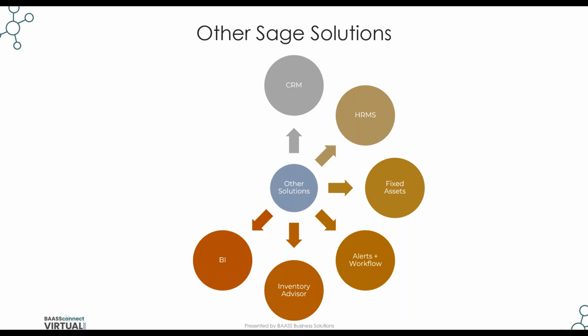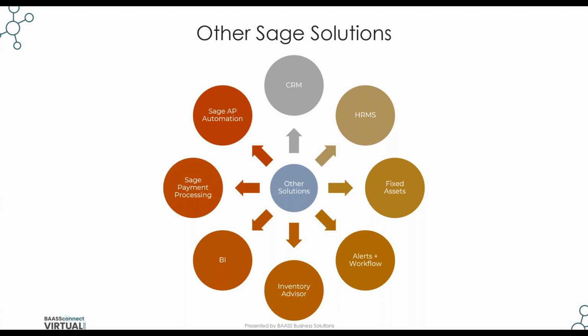BI, dashboards, KPIs, and analytics that provide critical information to allow you to manage your business and make informed business decisions. Sage Payment Processing, a PCI compliant integrated solution with Sage 300 credit card processing. Lastly, Sage AP Automation helps the AP team run more efficiently and spend less time on manual, error-prone data entry. It provides visibility and control for your entire AP process.